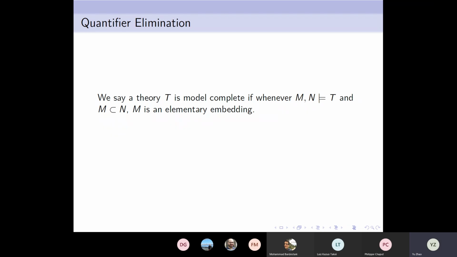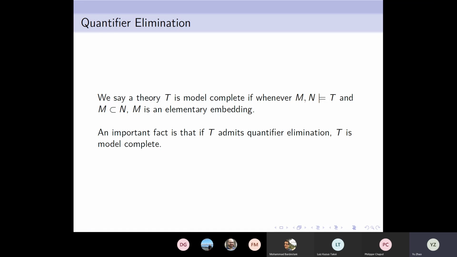Certainly we have more definitions in this part, for example, model companion, model completion, and companions. They are related to the relationships of models. But this is what we need.